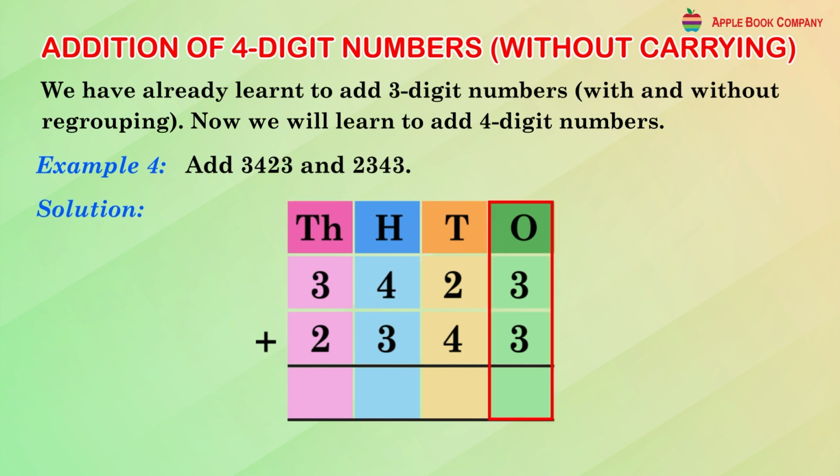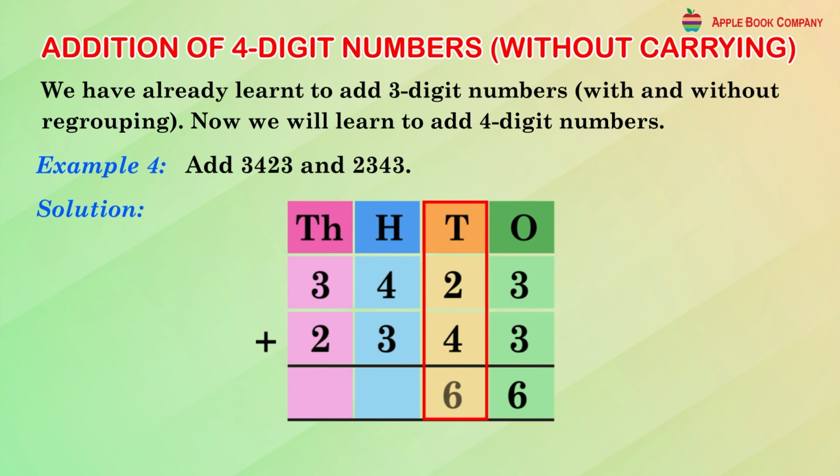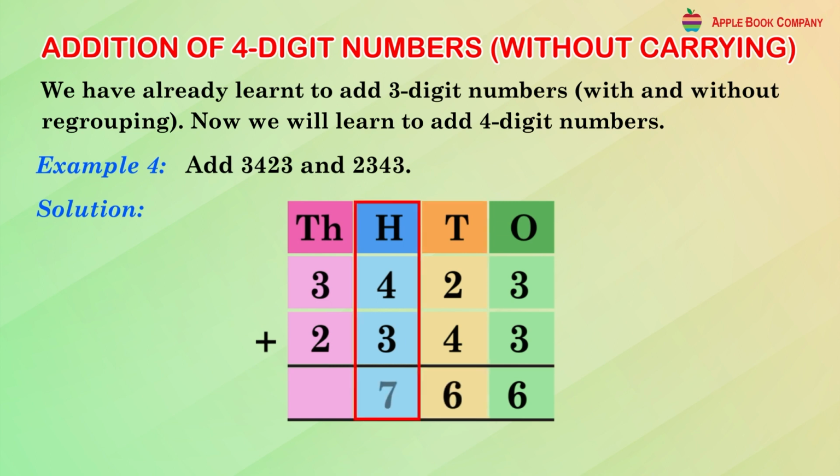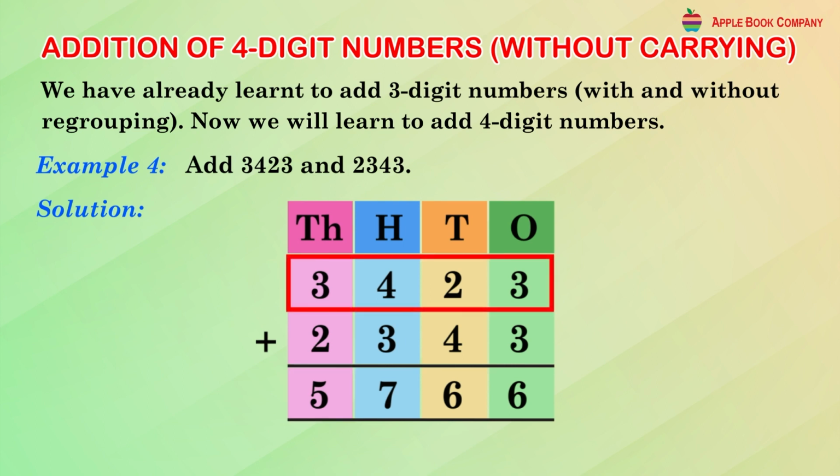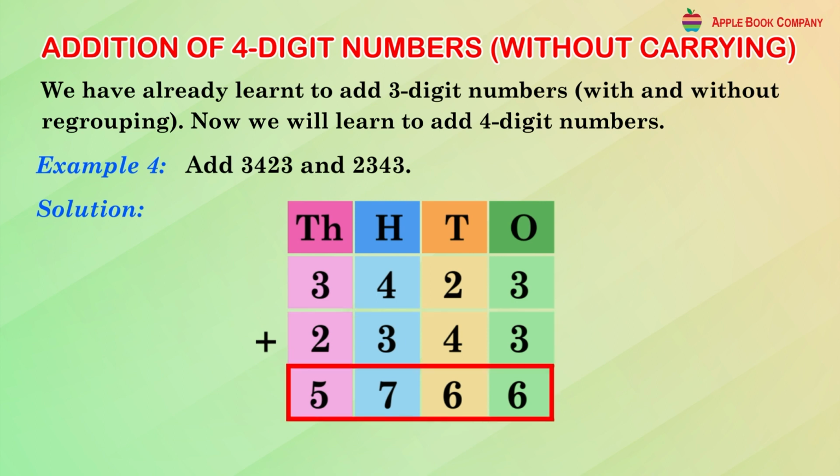So when we are adding ones, we add 3 plus 3, which gives us a 6. When we are adding tens, it gives us 2 plus 4, which is again 6. And when we add hundreds, it gives us 4 plus 3, which is 7. And when we add thousands, it is 3 plus 2, which is 5. So the total of 3,423 plus 2,343 is equal to 5,766.